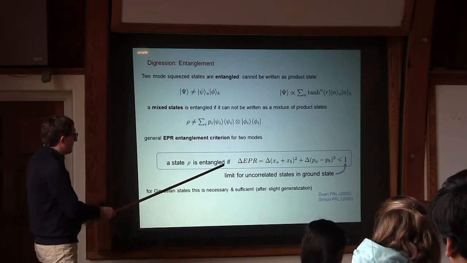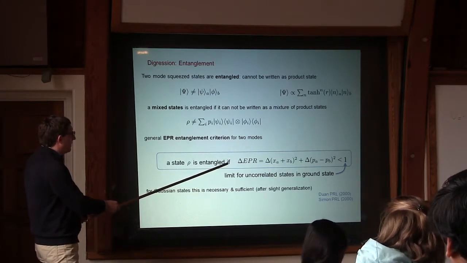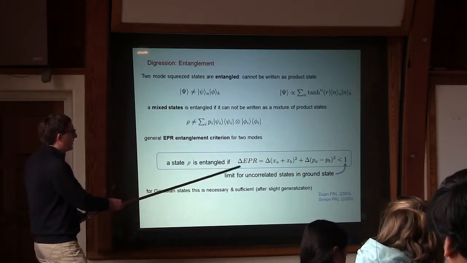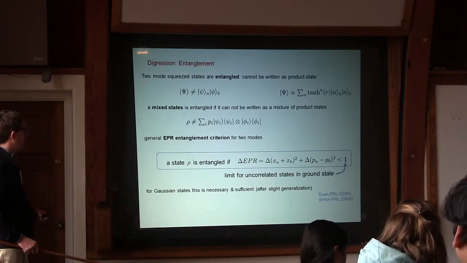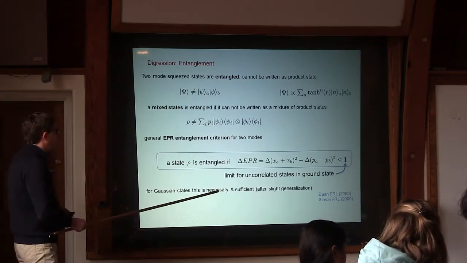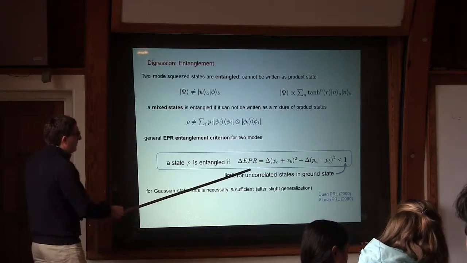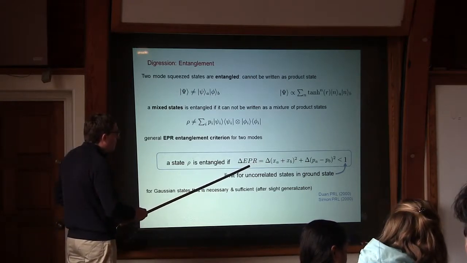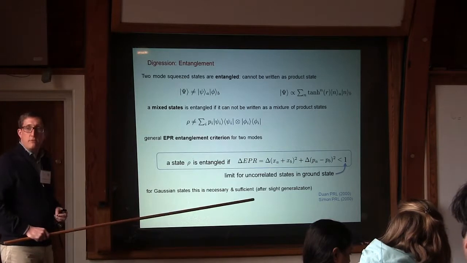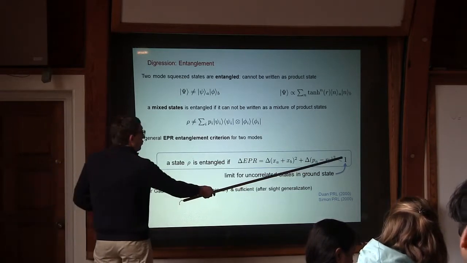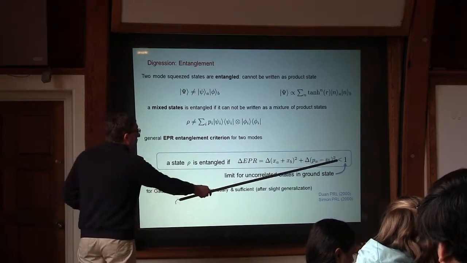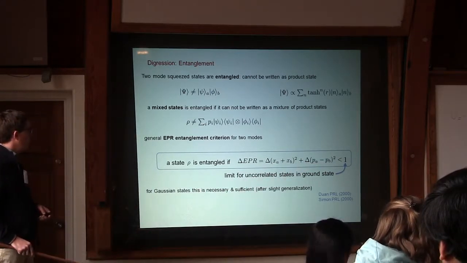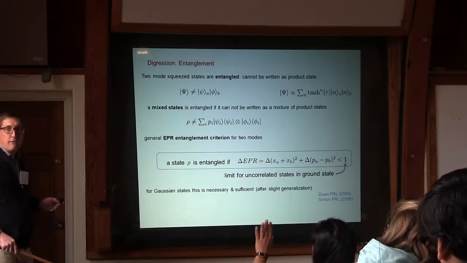So with a slight generalization, you can turn this into an if and only if, which are the criteria developed by Duan and Simon in 2000. If you want to decide whether a Gaussian state is entangled or not, we can check the EPR variance. If you find it below 2, so 1 plus 1 for uncorrelated systems should be 2, we are happy and have an entangled state.